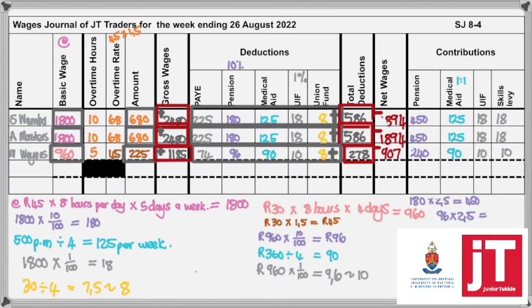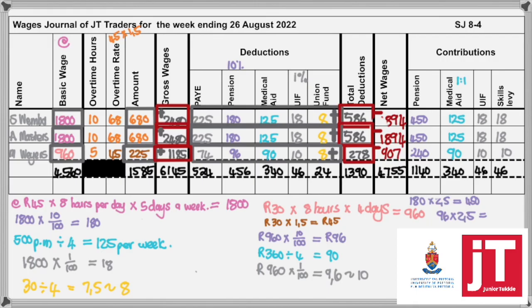And how did I get that? The gross wage minus total deductions gives you net wage. And then what do we need to do? You need to just add up. And then eventually when we post, yet again, we will post the final totals, the black ones, into the general ledger at the end of each week for the wage journal.